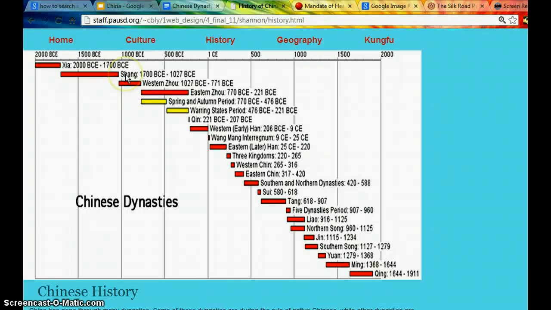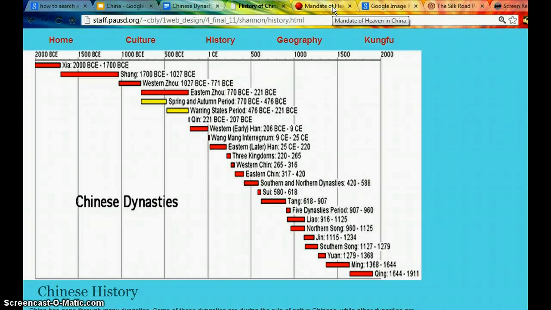We're going to start the area covering the Shang, the Zhou, spelled Z-H-O-U, Qin, spelled Q-I-N, Han, right here, and then Sui, and then we get to the Tang dynasty right here, and then the Song dynasty. And you can see we're talking from 1700 BCE all the way to 1279 CE.